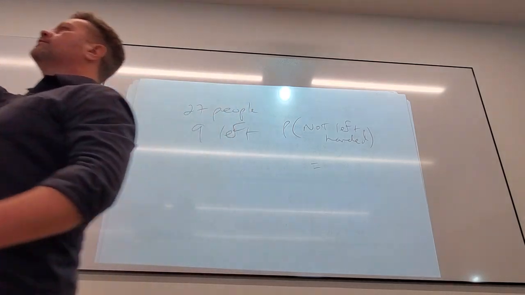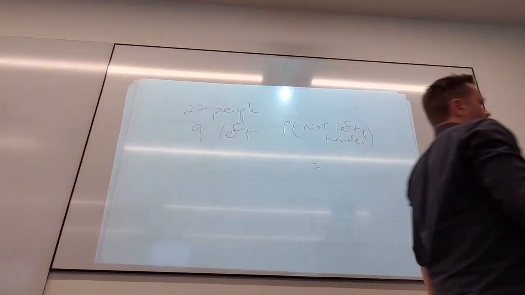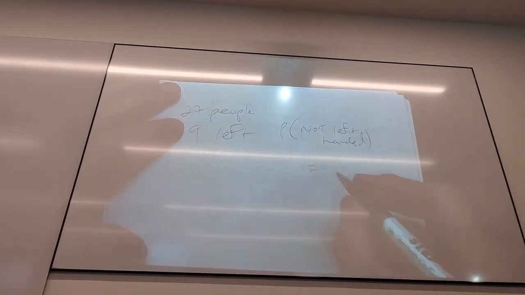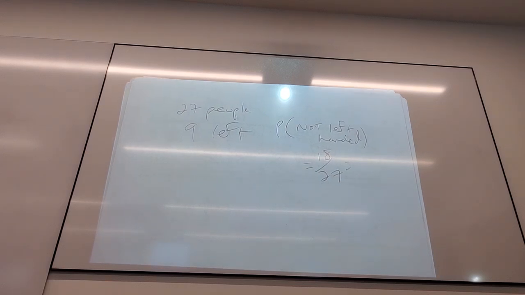So what goes on the top of every probability in the universe? Why did you say 18? Because 18 people match what you're looking for, right? So the top is always how many match what I'm looking for. The bottom is always how many total things could happen. So 18 out of 27. Can you guys reduce that?